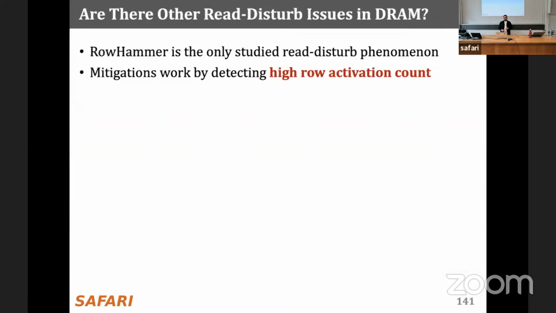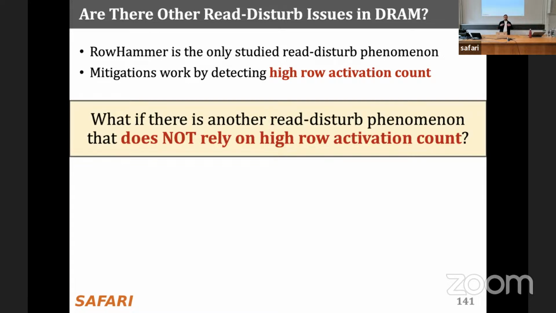So, okay, let's look into this. The question we asked in this paper: are there other read disturbance issues in DRAM, other than RowHammer, we mean? So far there's a lot of focus on RowHammer, right? If there are some other read disturbance mechanisms, then the trade-offs might change. Mitigations work by detecting high row activation count for RowHammer. Can we use them for other potential DRAM read disturbance problems as well?